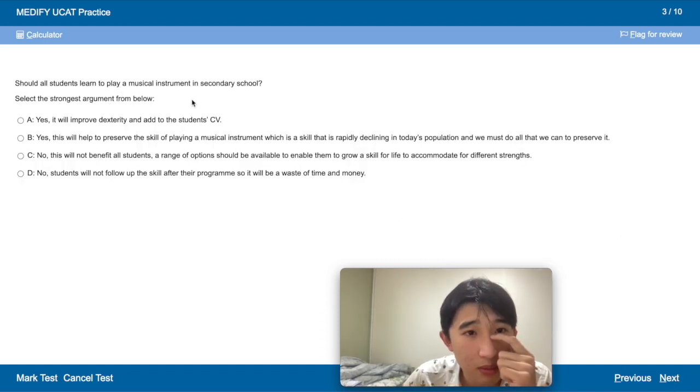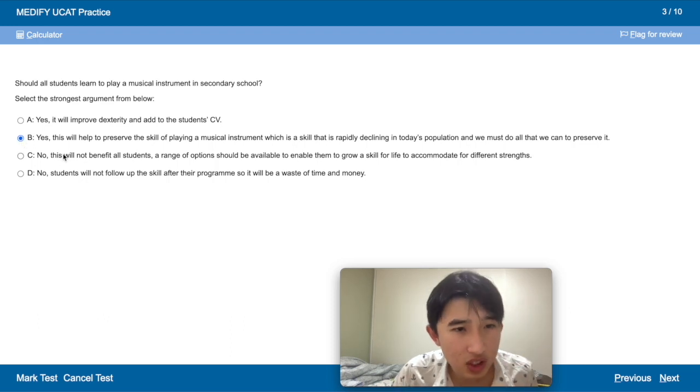Should all students learn to play a musical instrument? Yes, it will improve dexterity. Yes, this will help to preserve skill. Playing music, which is a skill, is rapidly declining in today's world, and we must. That seems great. No, this will not benefit all students. A range of options should be able to grow skill. No, students will not follow up the skill after the program.